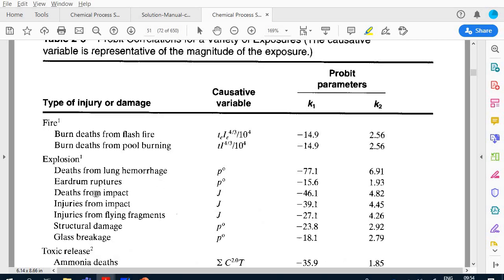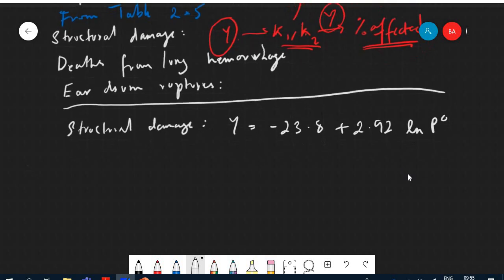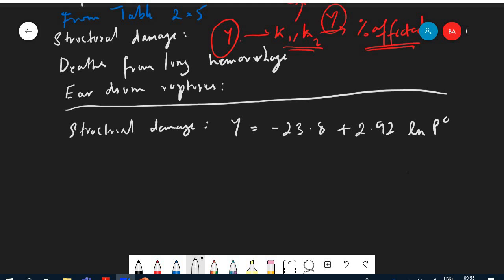So what is the structural damage? Here's the structural damage that comes from explosion, and we can see here P naught. The values of K1 and K2 are minus 23.8 and 2.92. So minus 23.8 and 2.92, and this is minus 23.8 and 2.92. I think that's clear, right? So going to the next one, for the deaths.